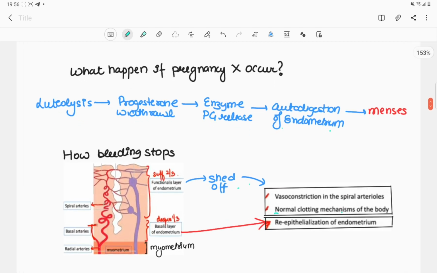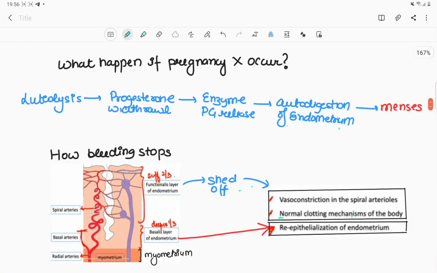Let's discuss what happens if pregnancy doesn't take place. Suppose pregnancy doesn't take place. The corpus luteum will regress, meaning luteolysis. It will lead to progesterone withdrawal, which will release enzymes and prostaglandin, which will auto-digest the functionalis layer of the endometrium and lead to bleeding or menses.